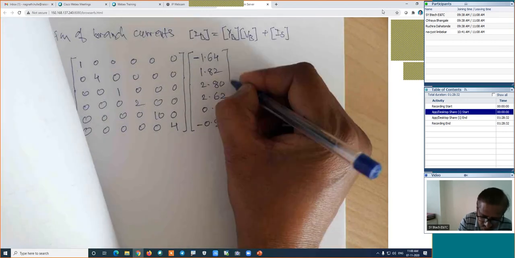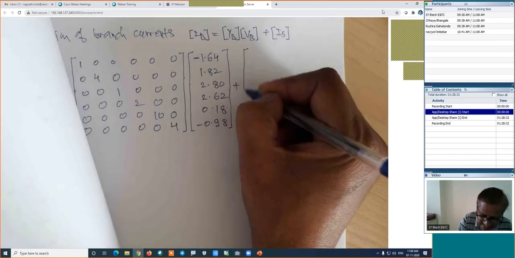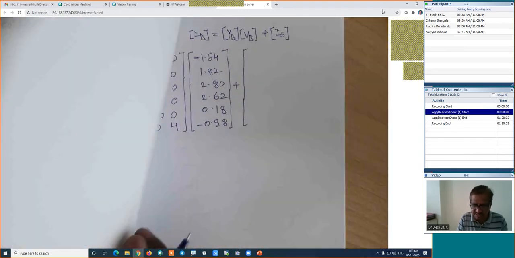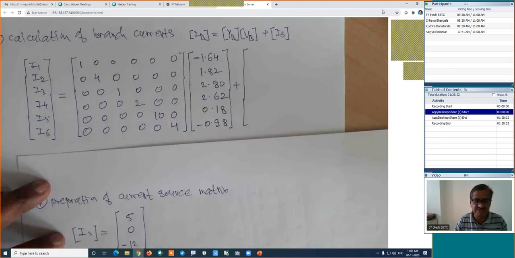These are the branch voltages, which is VB plus IS. IS is the current source matrix, which is this.